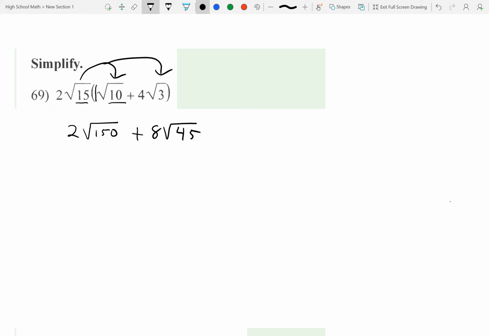Lastly, we need to simplify these if we can. Consider the radicands, the number underneath. The number underneath the square root symbol is called the radicand. Consider a perfect square that will go into those. 150, 25 goes into 150. So I can rewrite 150 as 2 times the square root of 25 times 6.